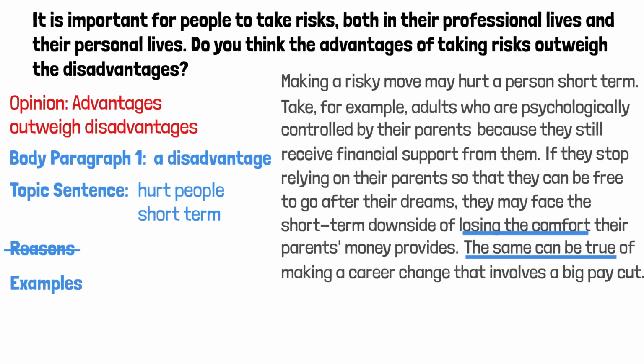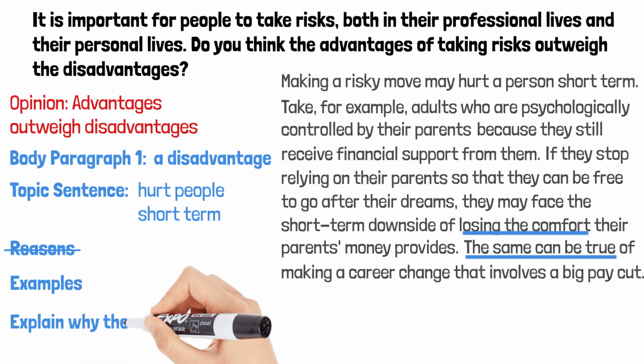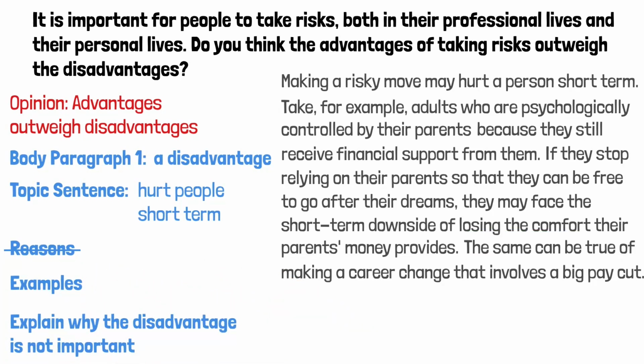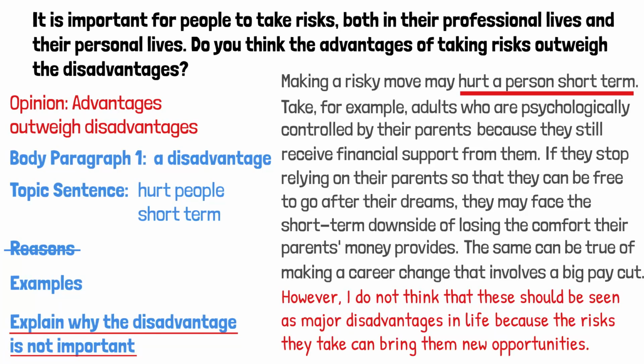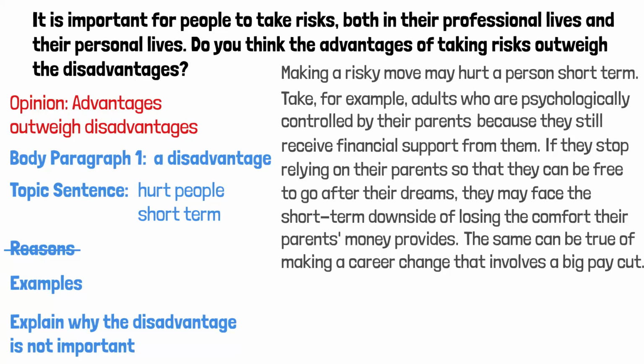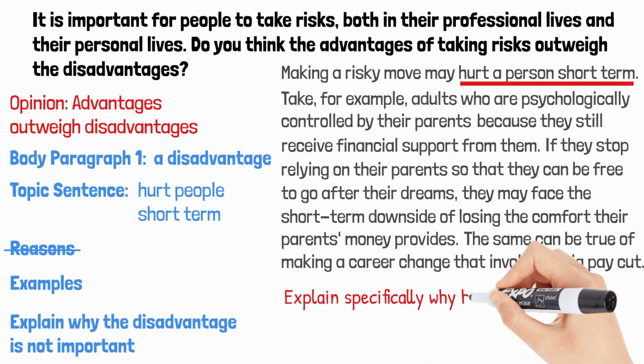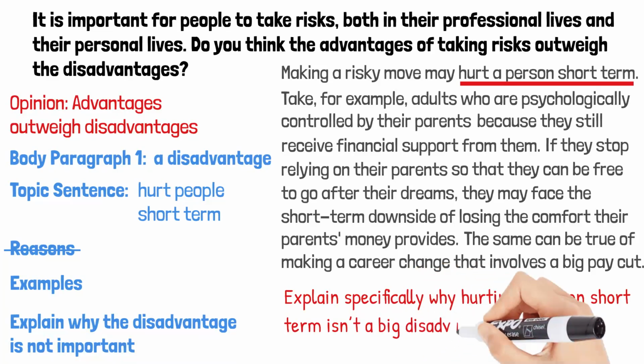So far we've discussed the disadvantage. This paragraph is not done yet. We also need to explain why we think this disadvantage is not important. When writing this part, be careful not to write something irrelevant to this paragraph's main idea, which is hurting a person short term. For example, don't write something like this. However, I do not think that this should be seen as a major disadvantage in life because the risks they take can bring them new opportunities. This has nothing to do with the main idea of hurting a person short term. What we should do is explain specifically why hurting a person short term isn't a big disadvantage.